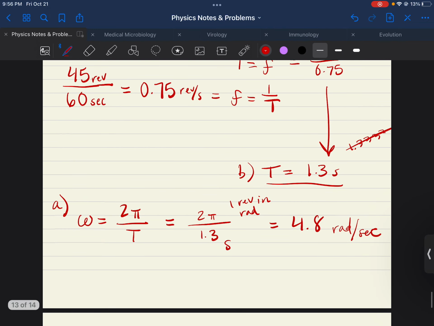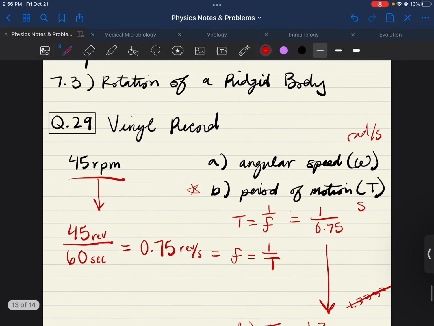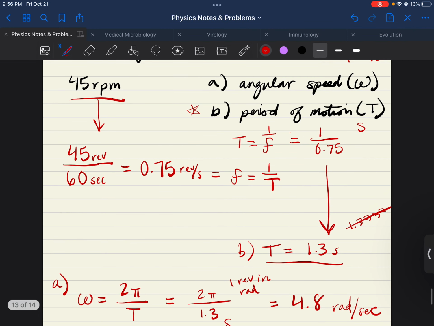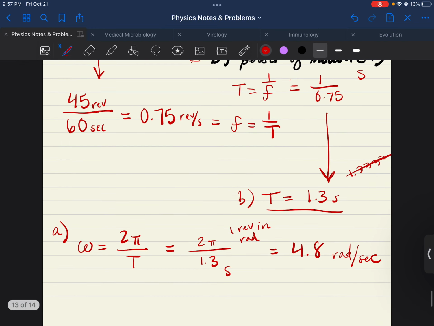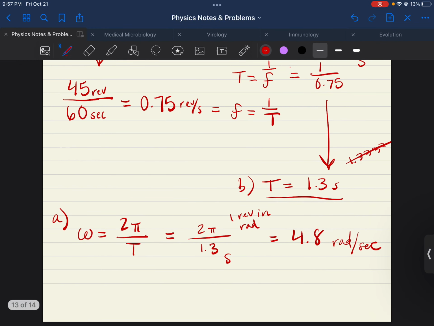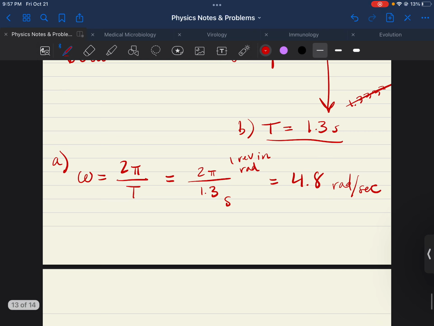All right, that is basically the whole question. Quick, easy, not a problem. Just to go back over what we did, we found our period first by converting 45 rotations per minute to a frequency of revolutions per second. And then we used that frequency to find the period because they are inversely related, or inversely proportional. And then we used our period to find the angular speed, which we know is equal to 2 pi over T.